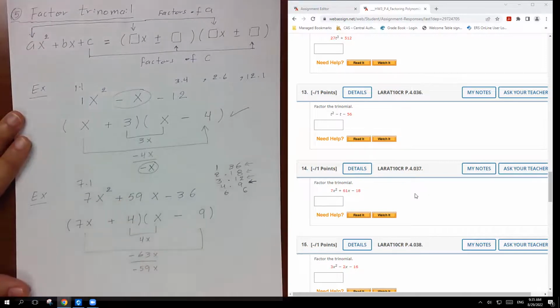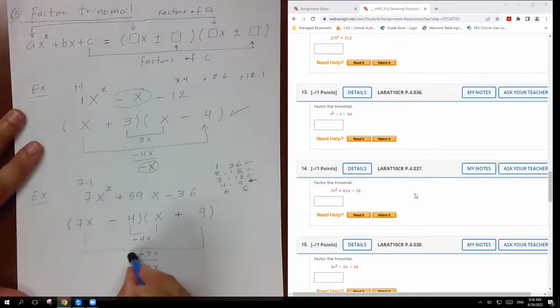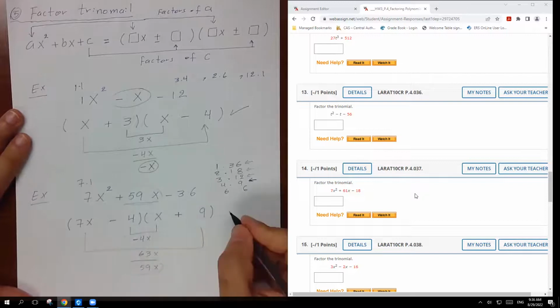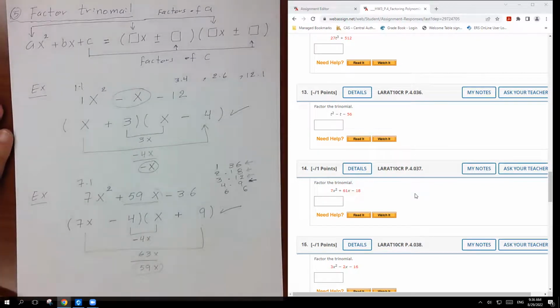So what I'm going to do, I'm going to change the sign. I'm going to change this one to negative and this one to positive. Now, let's check the solution. Negative 4 times x is going to be negative 4x. 7x times 9 is going to be 63x. So when you add these together, it's going to be positive 59x, which is the middle term. See this one? Exactly the middle term. That means this is the right solution.